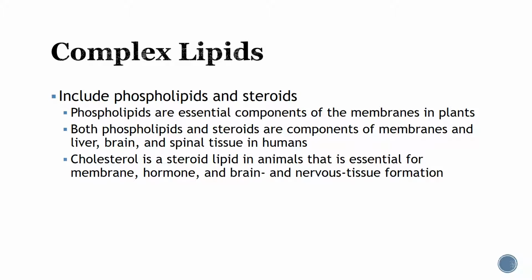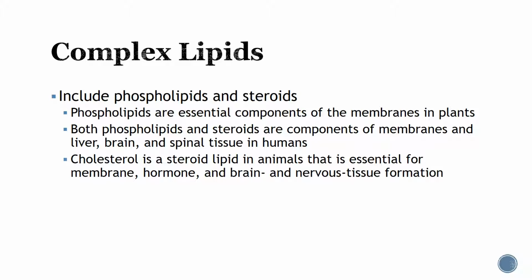So complex lipids. These lipids are very essential to the membranes in plants. So how they're going to interact with not just the membranes in the plant, but when you're looking from a nutritional standpoint, it's going to help us with our liver, our brain, the spinal tissue in us, and how it interacts within our body.